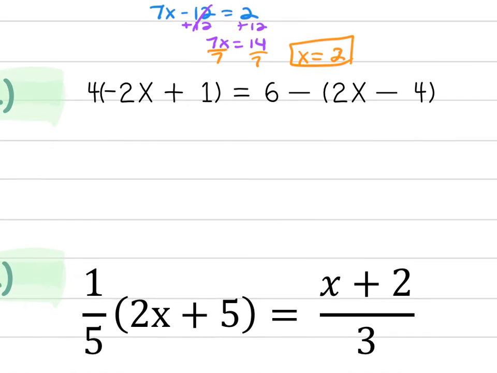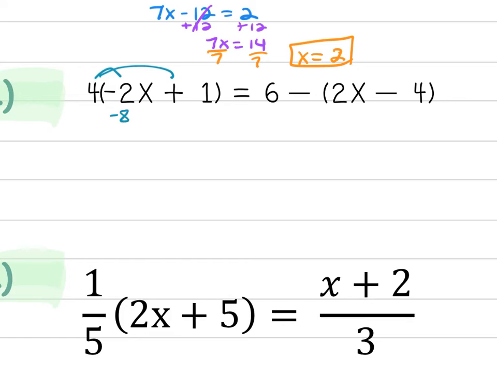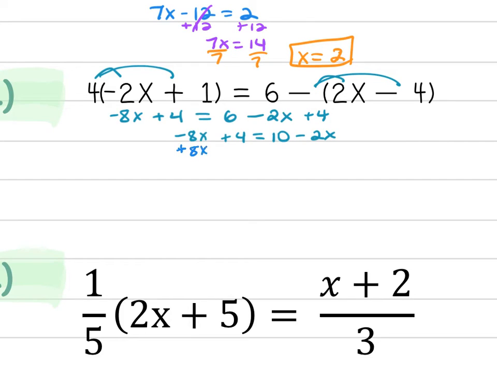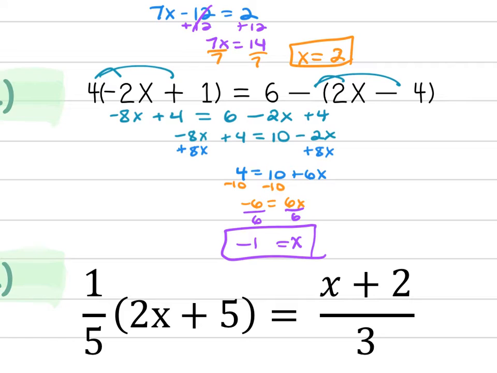All right, 11 is the last one like that, so distribute the 4. This is negative 8x plus 4 equals 6 minus, a 1 is going to go to this, negative 1, so this is negative 2x plus 4. Negative 8x plus 4 equals 6 plus 4 is 10 minus 2x. This time I'm going to add my 8x. Again, you don't have to worry about the positive negative. It's for me, I just like nitpick on that. Plus 6x. Subtract the 10. And then divide by positive 6. Good. x equals negative 1.